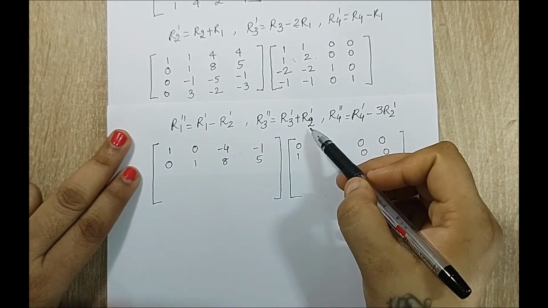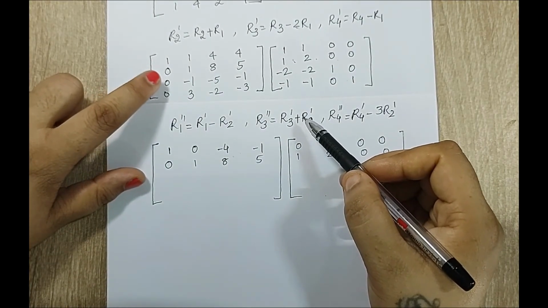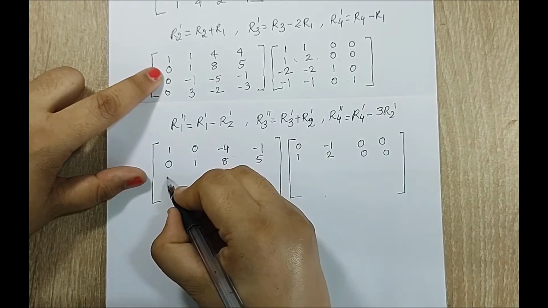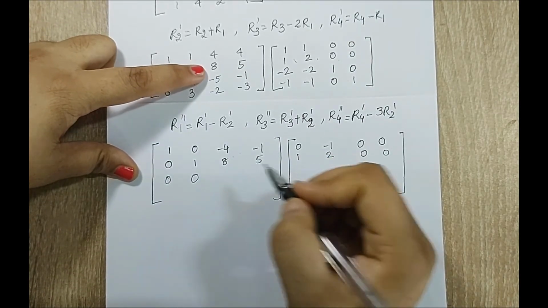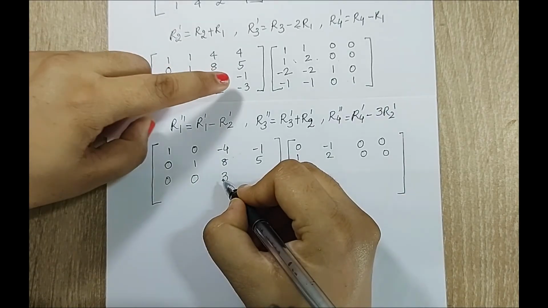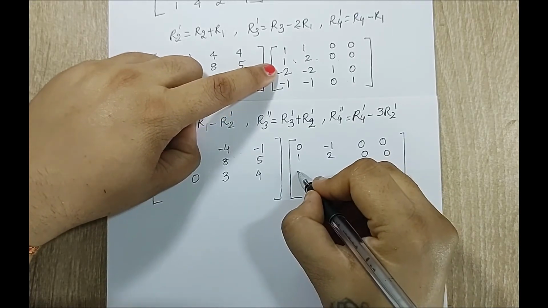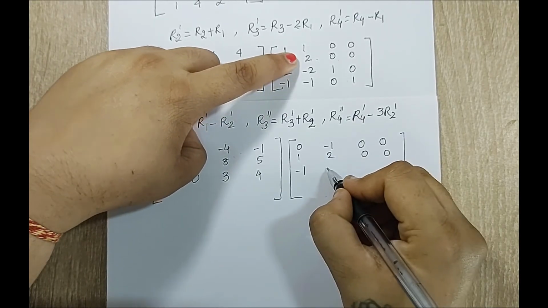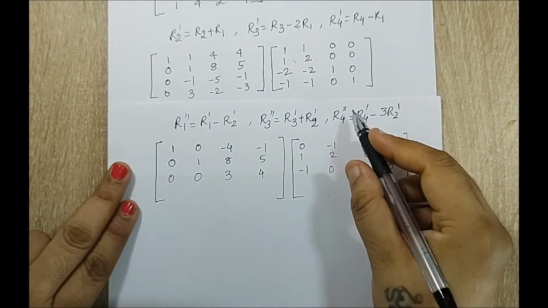Next I'll go towards the third row. This is R3 dash plus R2 dash. So I'm adding this 0 plus 0 over here. Minus 1 and 1, this becomes 0. Minus 5, 8, this becomes 3. Minus 1, 5 becomes 4. Here minus 2, 1 becomes minus 1. Minus 2 and 2 is 0. 1, 0. Now R4 double dash.